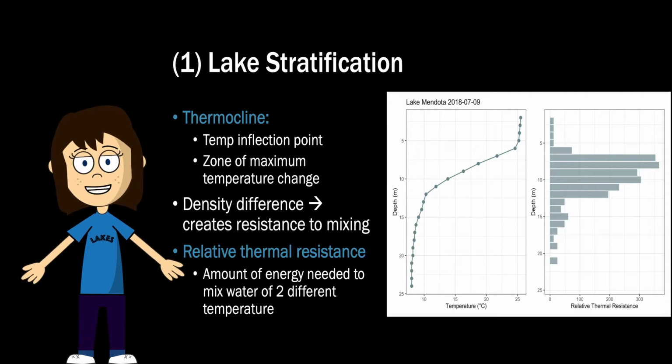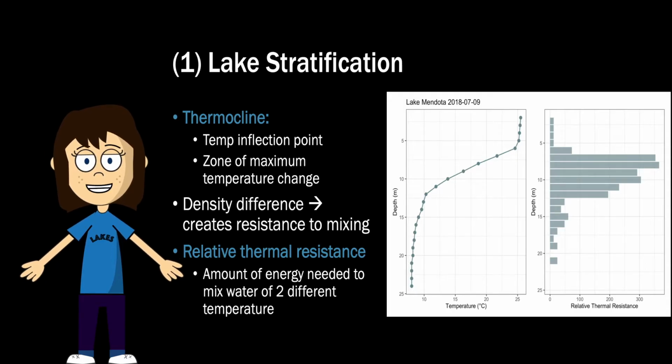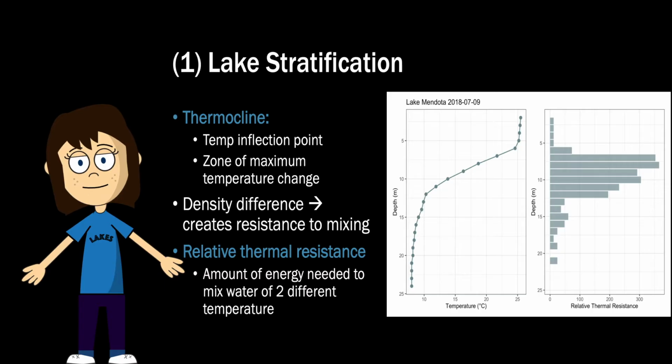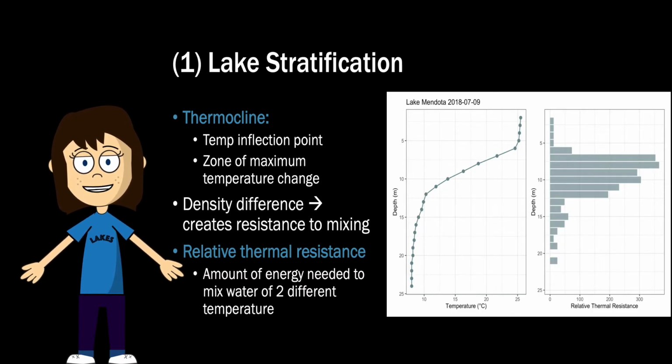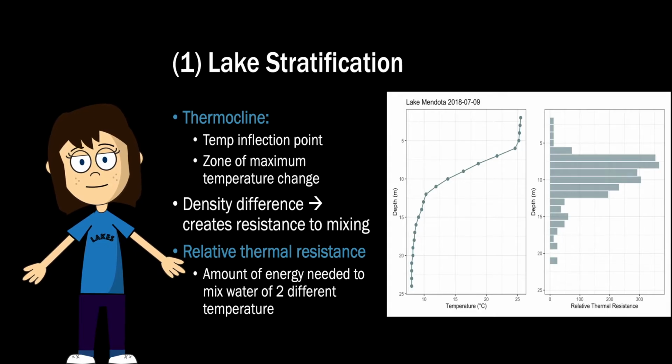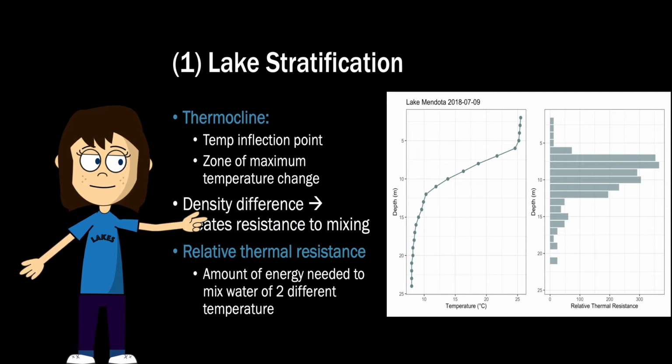We calculate relative thermal resistance as the density difference between 2 layers of water compared to the density difference between 2 layers of water at 4 and 5 degrees Celsius. In this profile, the highest relative thermal resistance is at 8 meters depth, which is equivalent to the depth of the thermocline.